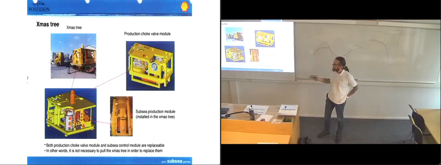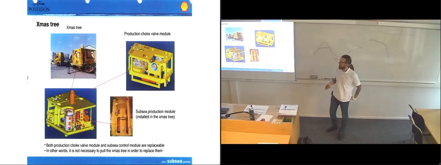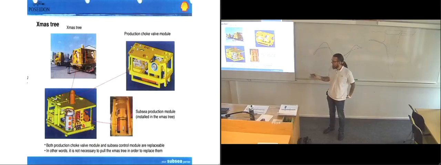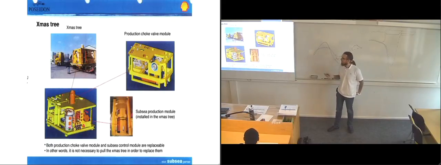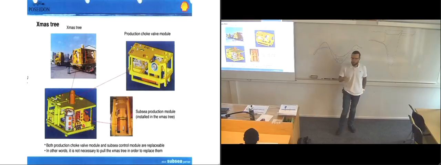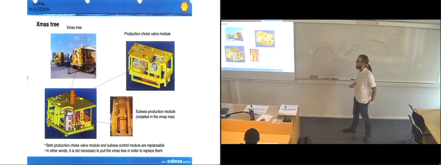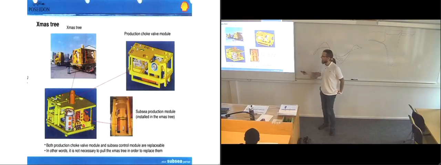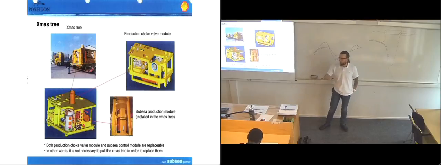And in this case, they don't have to replace the entire Christmas tree in order to do maintenance work on the choke module or production module, because they have modularized it, like on the Kristin field. They can exchange only the choke module if needed. If that one is starting to wear down and they need a fresh one, they can send a new one out with a ship. They can connect it, put the running tool down, pick up the old one, and then run the new one down and place it. And then they can start production again.